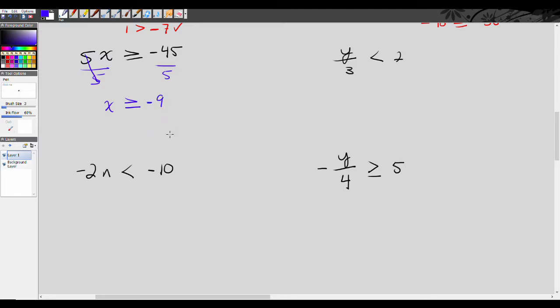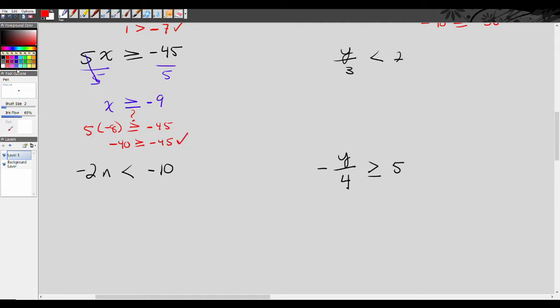And again, let's go ahead and choose a value. So if x is greater than negative 9, let's pick another number greater than negative 9. Let's go crazy. How about negative 8? Is negative 8 greater than negative 9? It sure is. So I'm going to say here, 5 times my chosen value for x, which is negative 8, is that greater than or equal to negative 45? So what's 5 times negative 8? It's negative 40. And is negative 40 greater than or equal to negative 45? Yes, it is. So this is my true statement there.